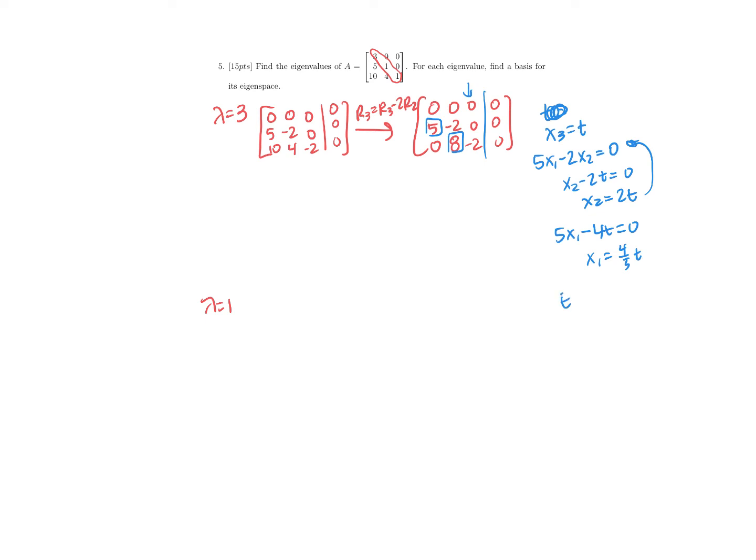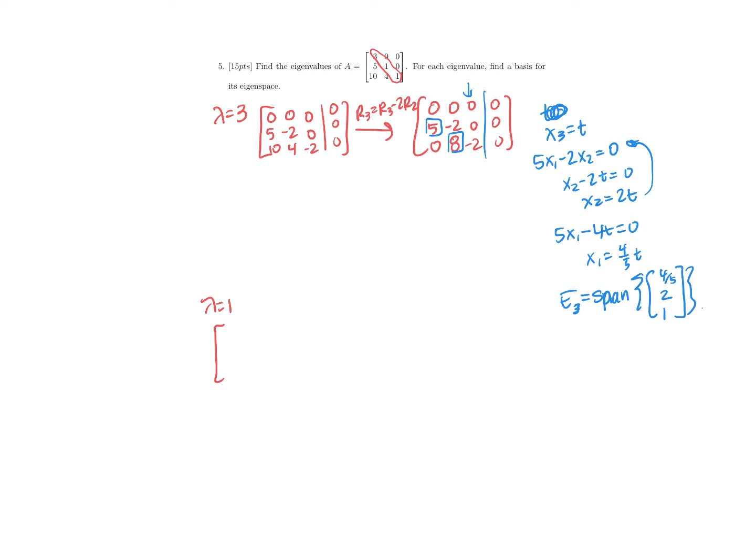And so my eigenspace related to 3 is a one-dimensional eigenspace. It's the span of 4/5, x2 was 2t, and then x3 was t. Okay, so that's the eigenspace. So we can see here that 3 has multiplicity 1, it gives us one eigenvector. Okay, let's look at lambda equal 1.